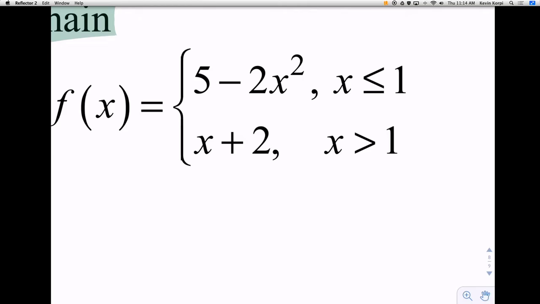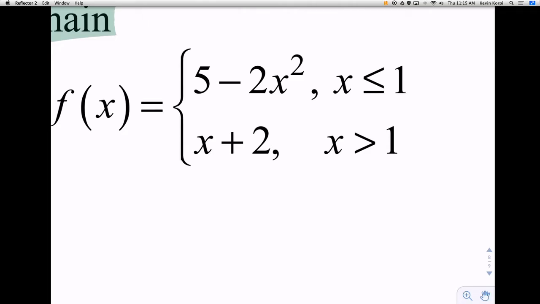Well, let's see. To the left of 1, it's a parabola that opens down. So how far to the left of 1 does that go? Does the graph of the parabola go on forever to the left? Yeah, it does. We have x plus 2 going out to the right of 1. That's continuous everywhere. So do we even have a closed interval? Now, if we're talking about the domain, and the domain is all real numbers because this function is defined everywhere, it doesn't matter if it's continuous or not. There's no closed interval. The domain is infinite.